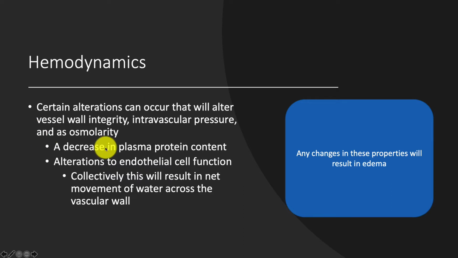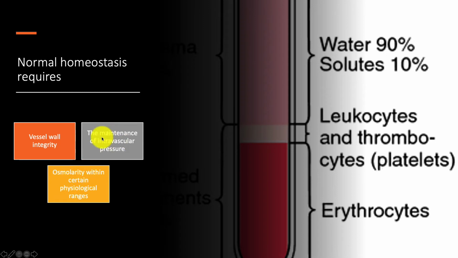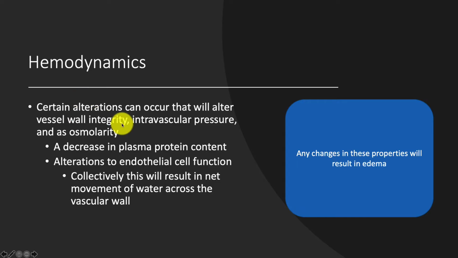We can have a decrease in plasma protein, right? Or we can have an increase in plasma protein. And I told you before when I was talking about albumin that the protein in the blood plays a major role in maintaining, let me go back, maintaining this intravascular pressure, osmolarity, and wall integrity. Okay, so when we have changes in protein concentration, whether up or down, these things will change, and then we have changes in hemodynamics. So this can be an increase or a decrease. Alterations to endothelial cell functions will ultimately have adverse changes in those three major staples of hemodynamics.